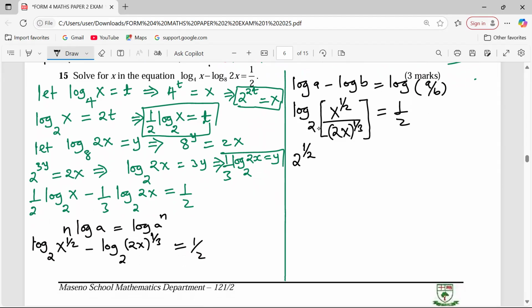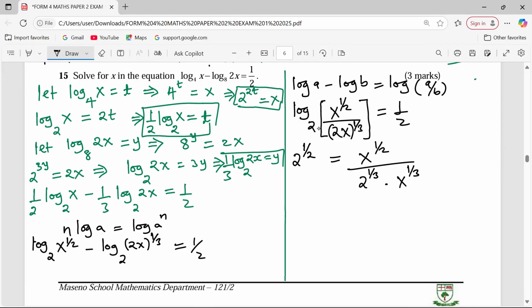So 2 power half equals x power half divided by 2 power a third, and also x power a third, that way. So at this stage now, we can start looking for how we will solve for the value of x.